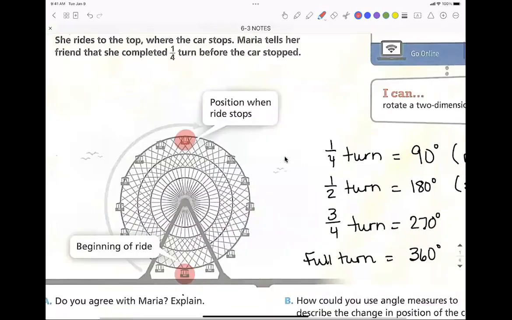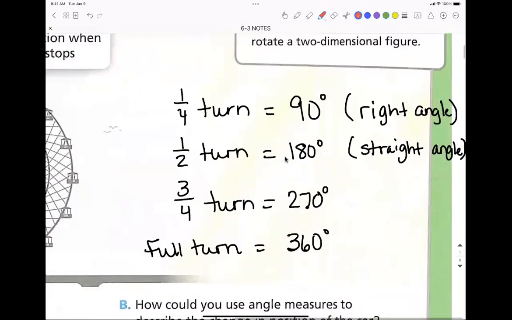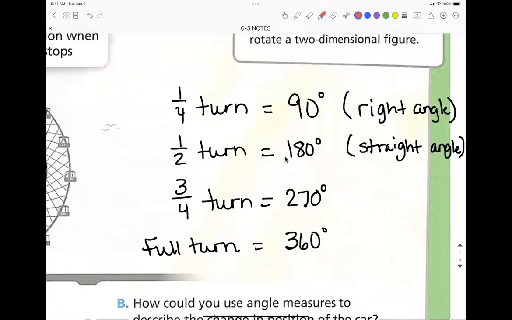Okay, so I want you to go ahead and jot this down, because you are going to have to state angles a lot in this unit. I want you to get familiar with the 4 most popular. There are other angles, of course, but these are the 4 main ones. I'll give you a minute. If you're at home, pause the video and make sure you get this written down.